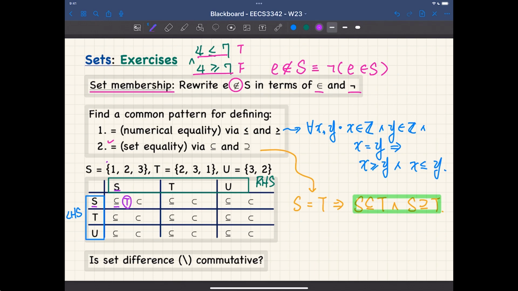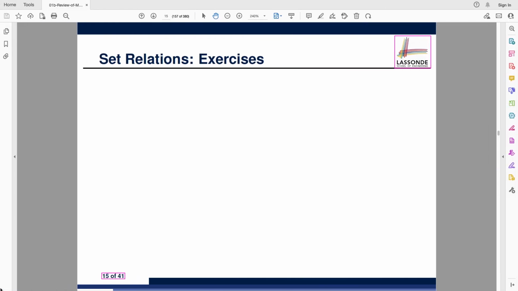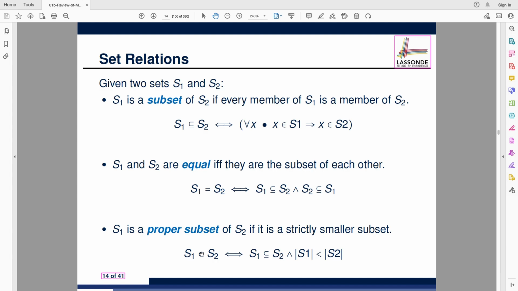What about S being a proper subset of itself? That should be false, because if you think about the definition, if you go back to the definition over here, we say that if S1 is a proper subset of the other, not only should S1 be a subset, but also the cardinality must be strictly smaller. How can the cardinality of S be smaller than itself? It cannot be. So that's why it will be false automatically.